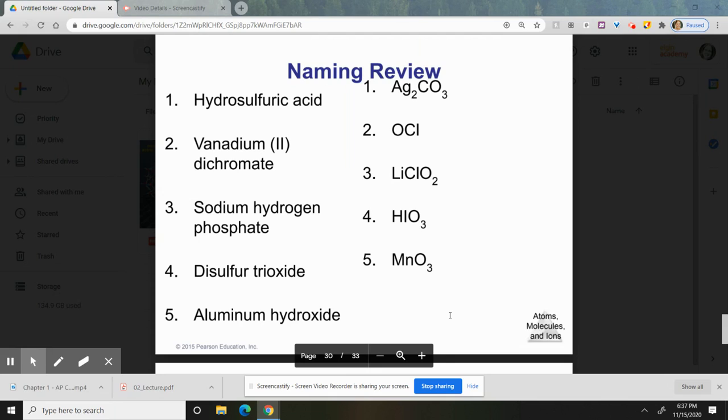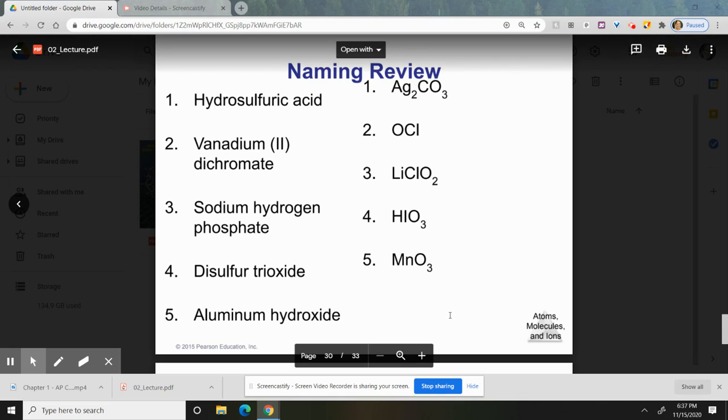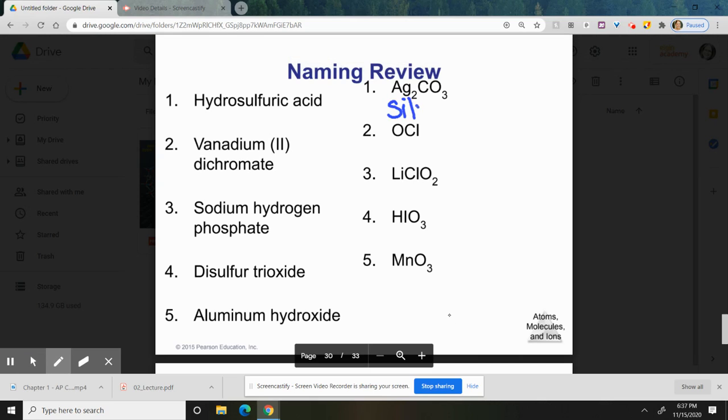All right. So for naming, we got through the first half. Let's do the second half. So now we have the second one, silver carbonate. Again, sorry about the child in the background. Second one is going to be oxygen monochloride.